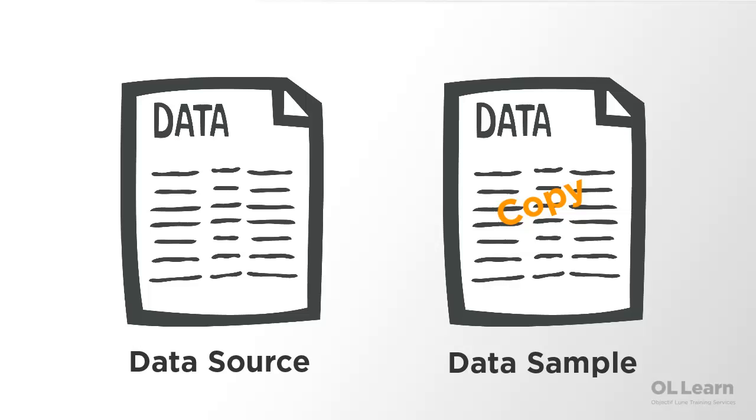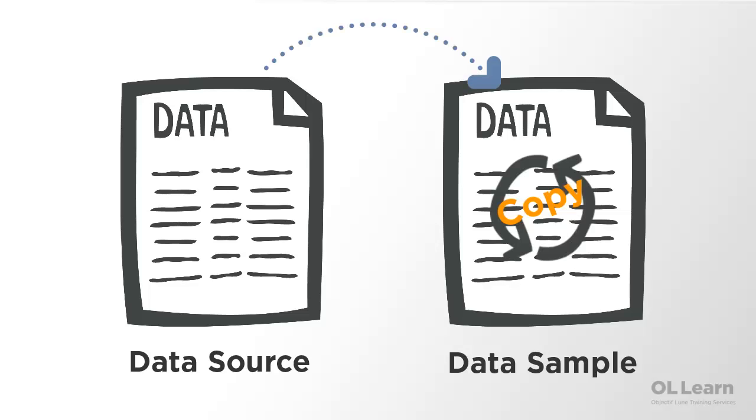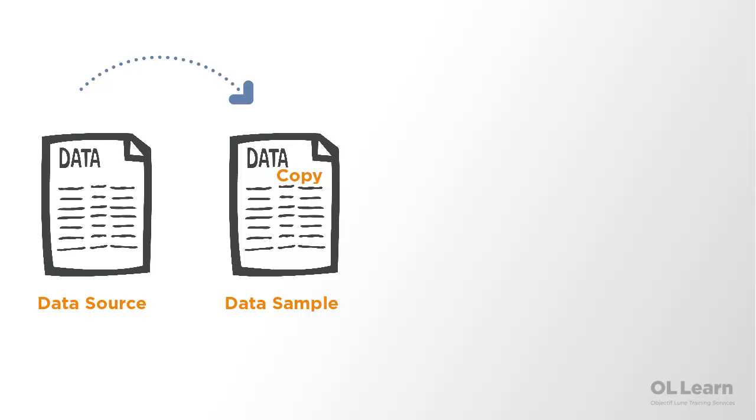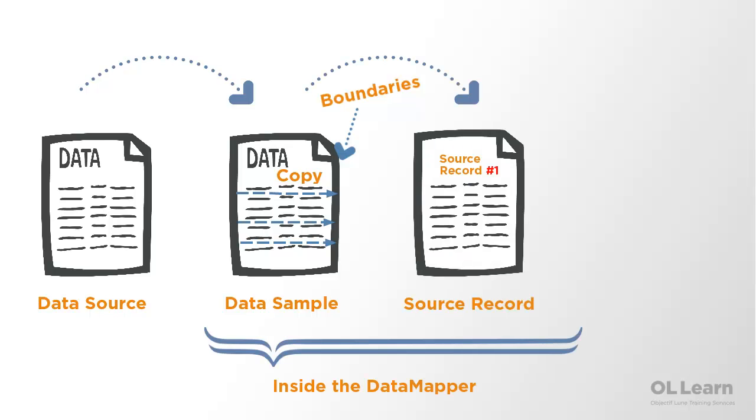Let's note that even though the data sample is a copy, it is updated each time the data mapping configuration is open or whenever the data sample is selected. So we have a data source from which we imported a data sample. This data sample is then separated using boundaries to create multiple source records.